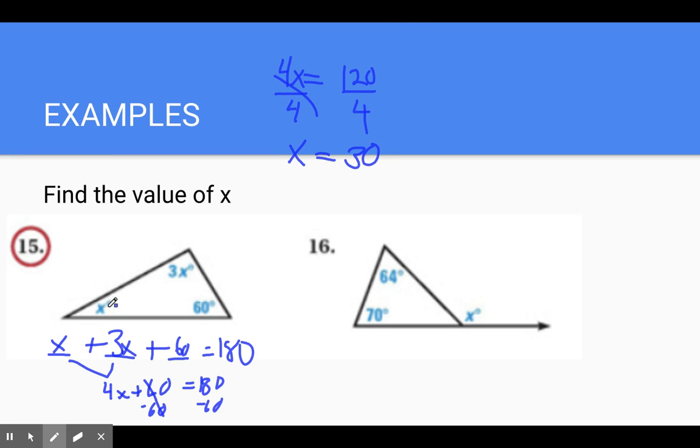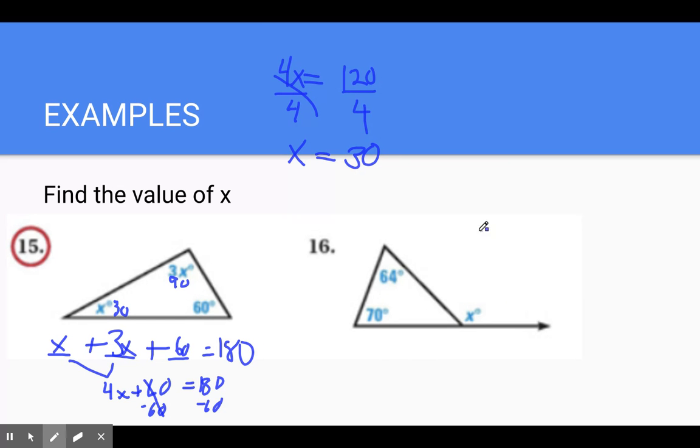Remember, though, this angle is x, so that angle is 30, but this angle is 3x, or 3 times x. If x is equal to 30, 3 times 30 is 90. So that means that angle is 90. If you want to double check your work, 60 plus 30 is 90, and now 90 plus 90 also adds up to equal 180.